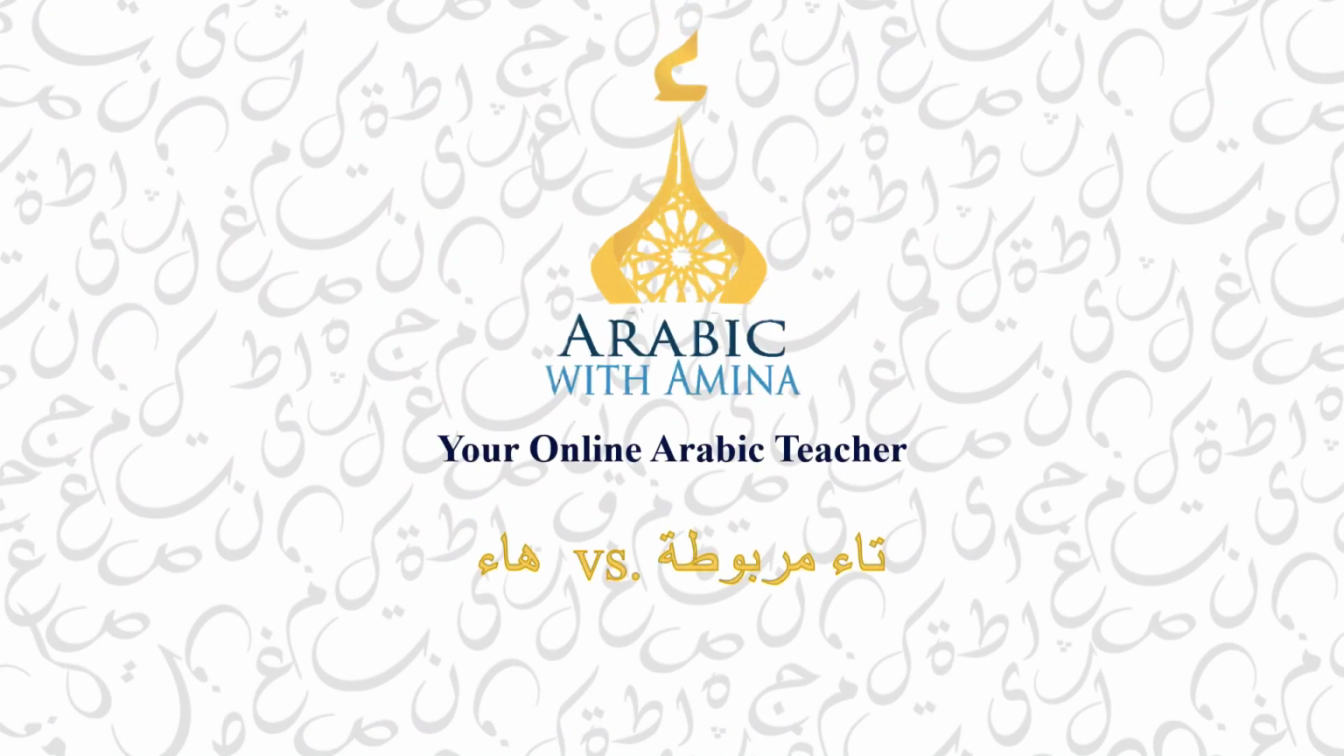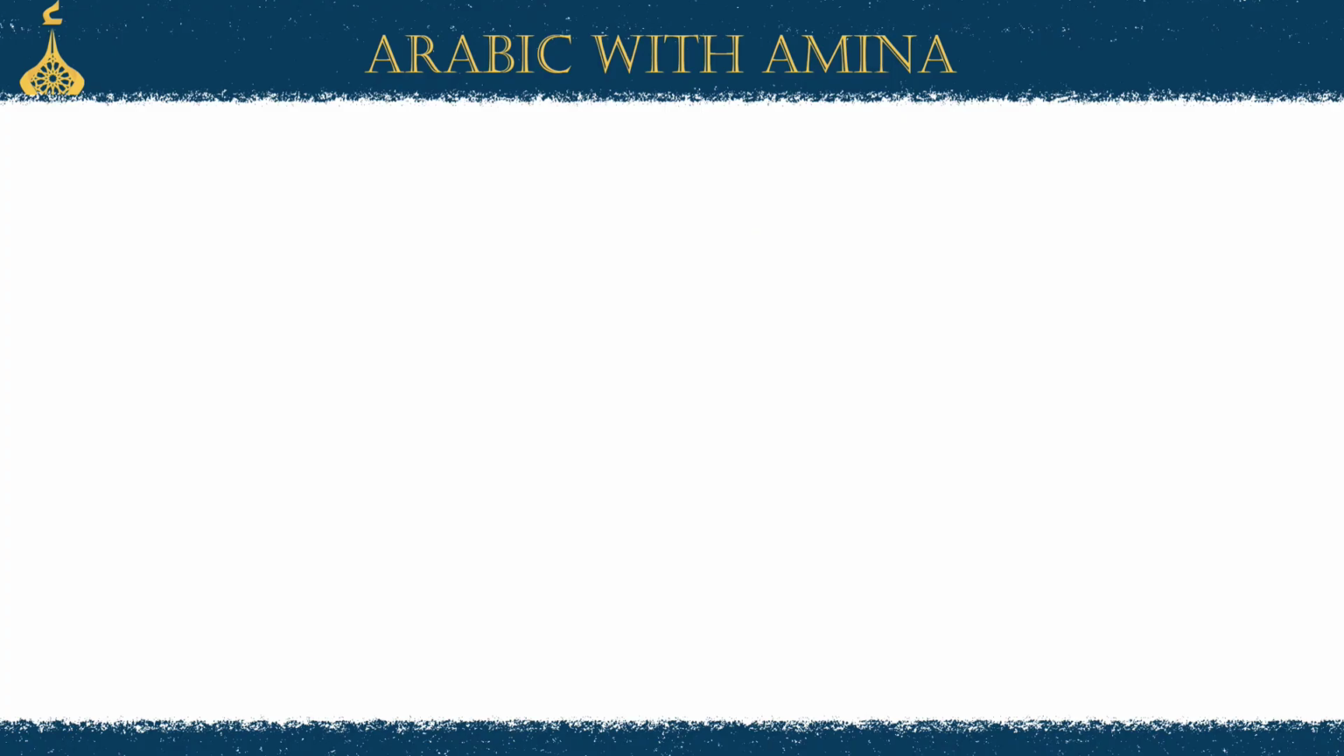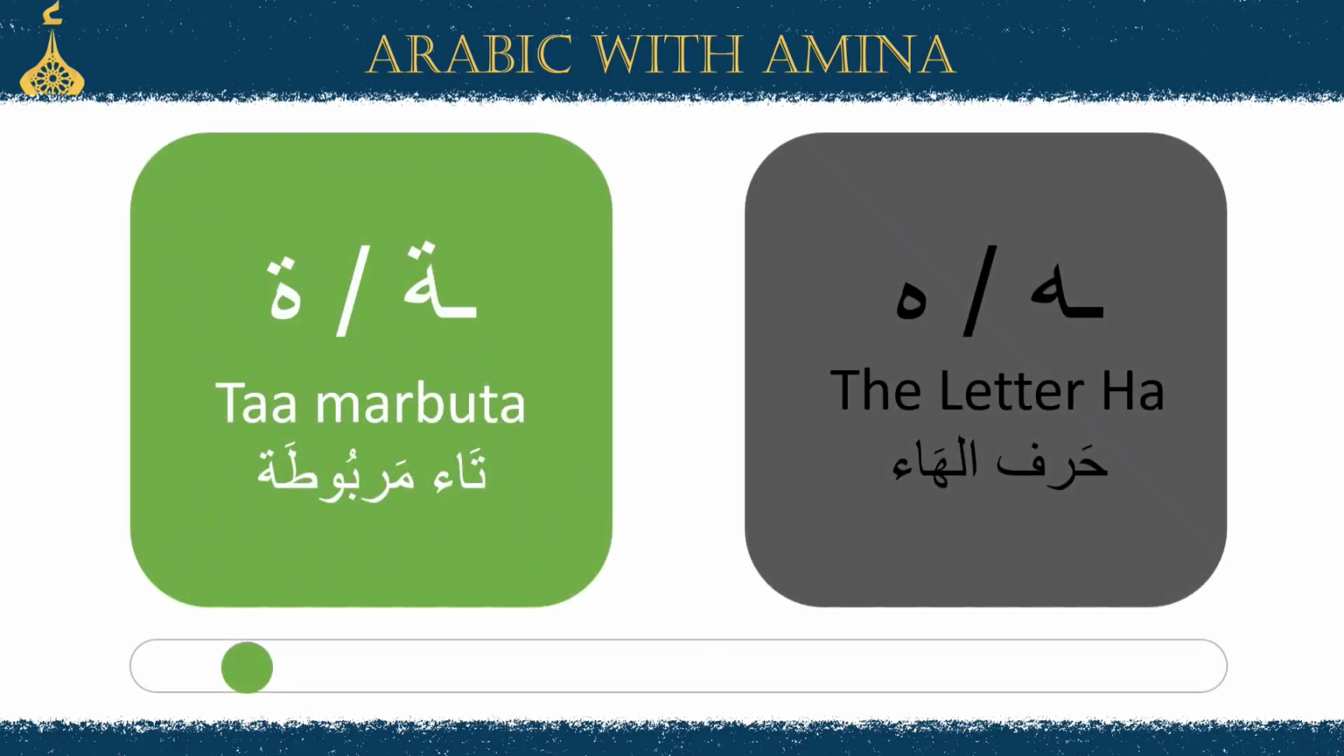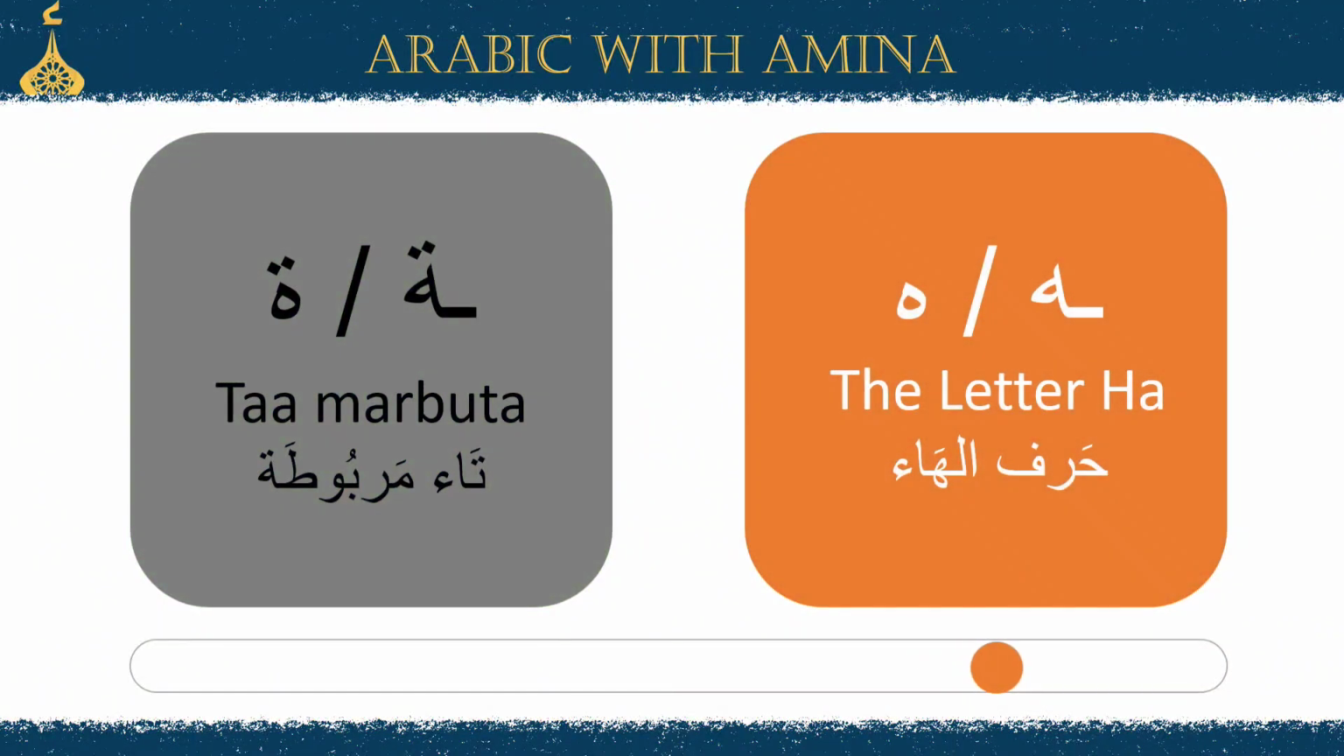In today's video, we're diving into a topic that trips up a lot of learners. Taa Marbuta versus ha. At first glance, Taa Marbuta and the letter ha might look like close cousins. They're both rounded, both have a similar loop, but trust me, they have very different personalities.